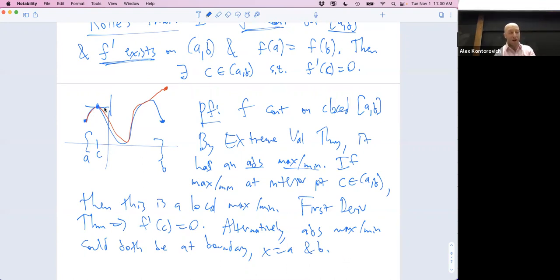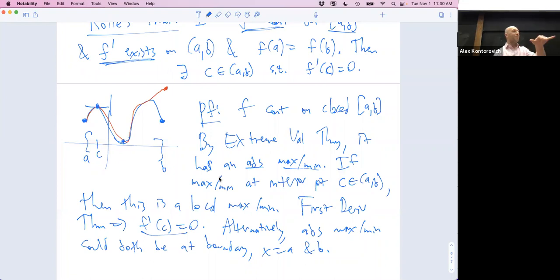If I have an interior, I have an absolute max and an absolute min somewhere. If I have at least one of those in the interior, then I'm already guaranteed to have a point where the derivative is 0 by the first derivative test. If I don't have either of those in the interior, that means both the max and the min happen at the endpoints.